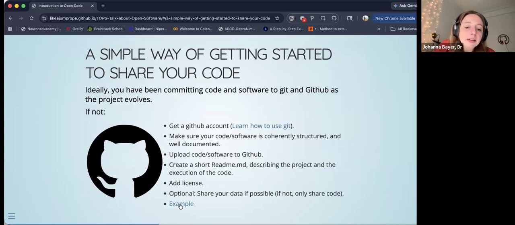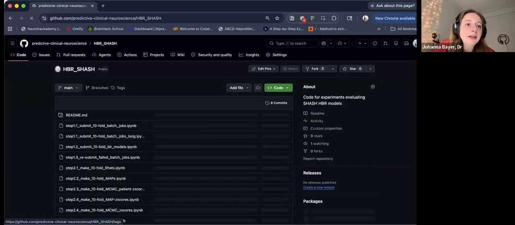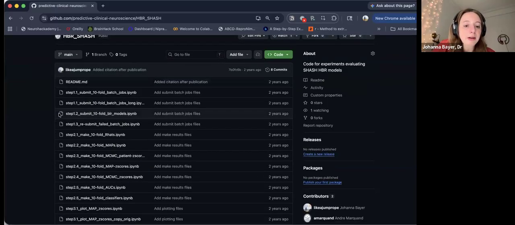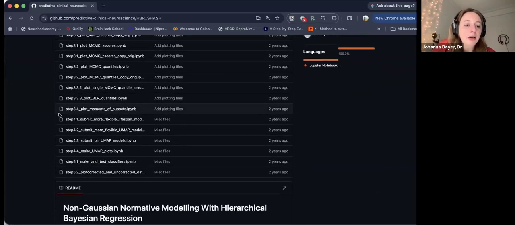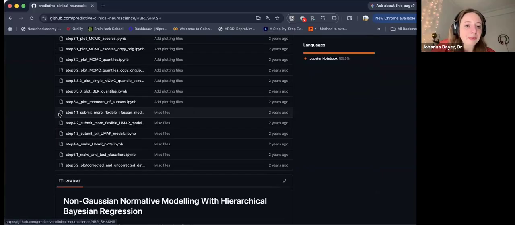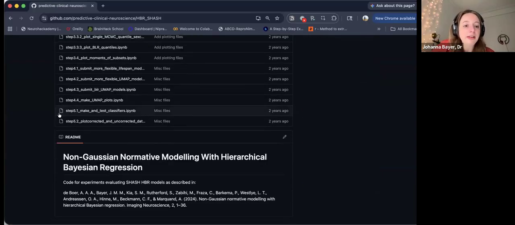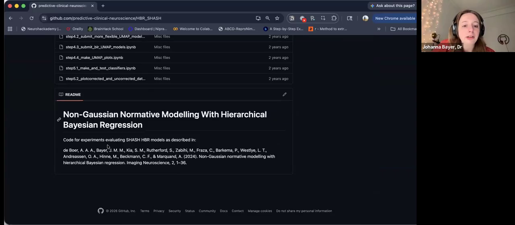And I have an example here. Let's see what I linked here. Yeah. So that's some of the code to my paper. And you see I basically just dumped my code here, and then I just wrote a very, very brief README because I didn't have more time in that case.